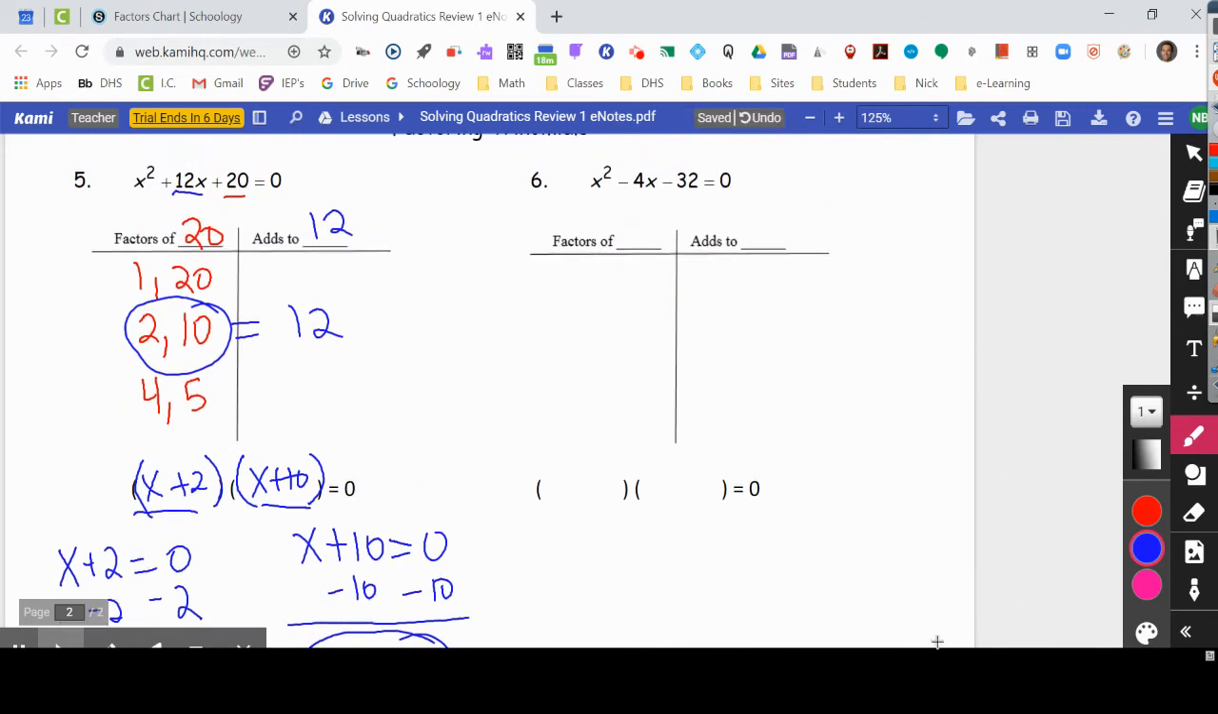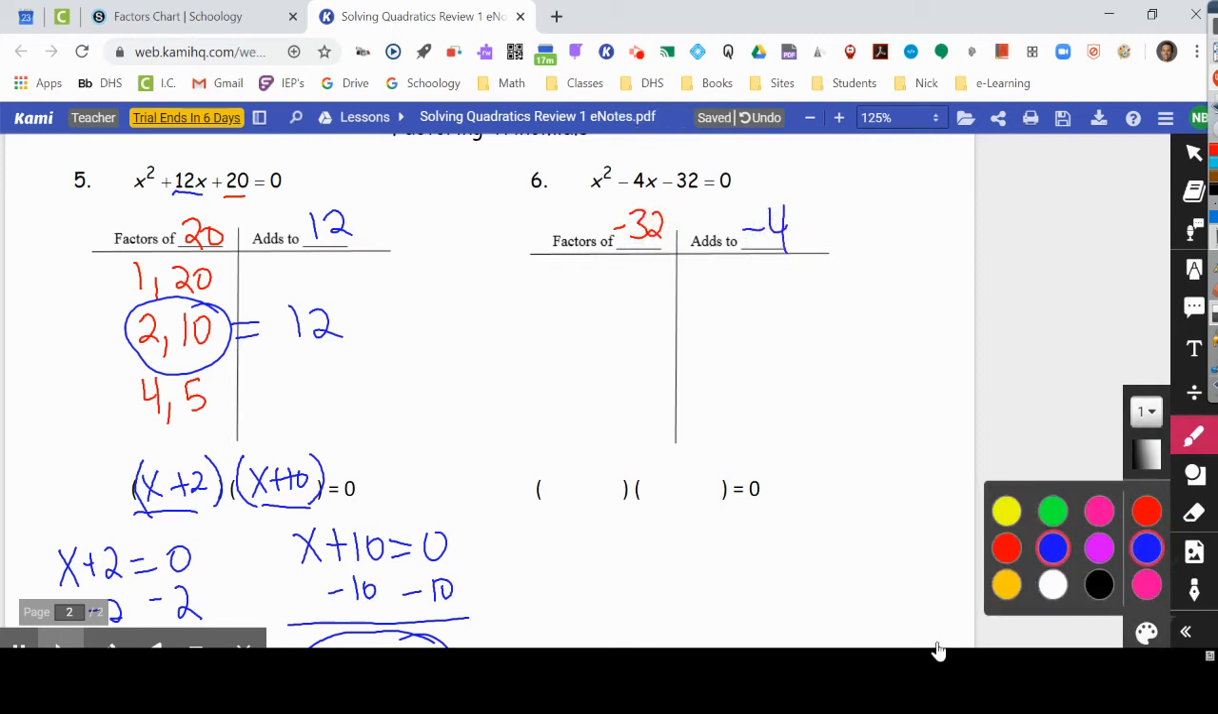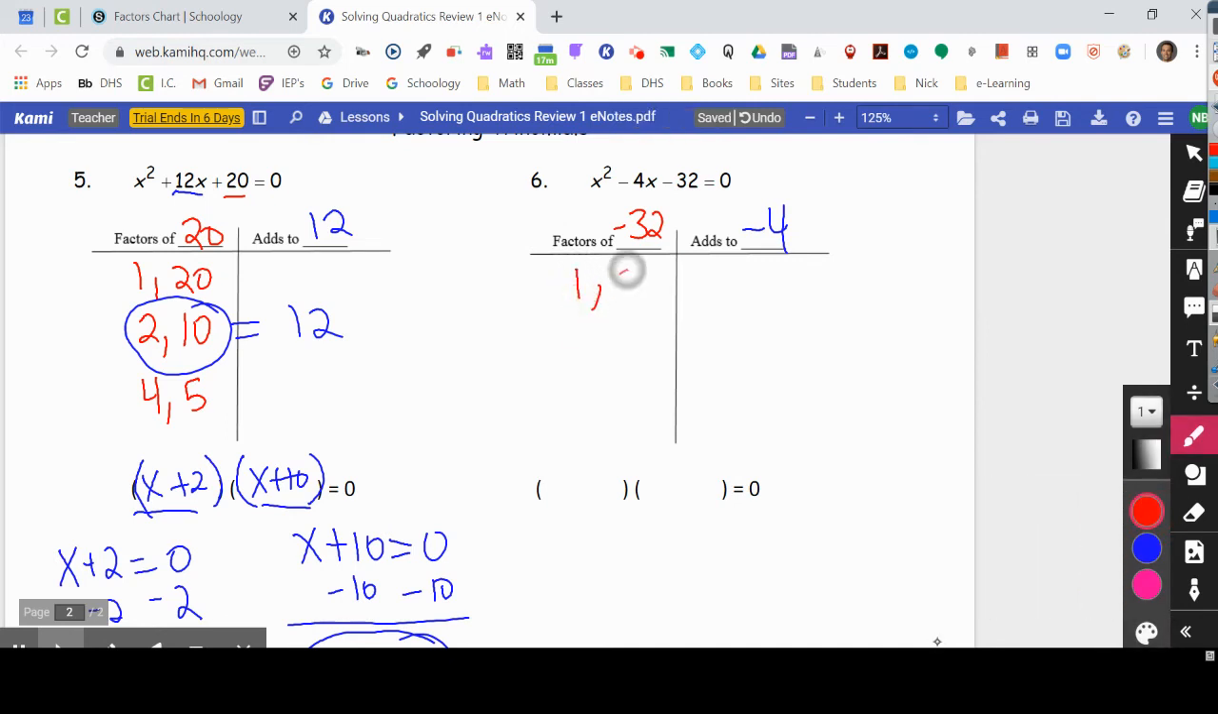All right, so for number 6, it's x squared minus 4x minus 32. Now I'm finding factors of negative 32 that add to a negative 4. So what are my factors of 32? Well, it's 1 and 32, 2 and 16, and 4 and 8.